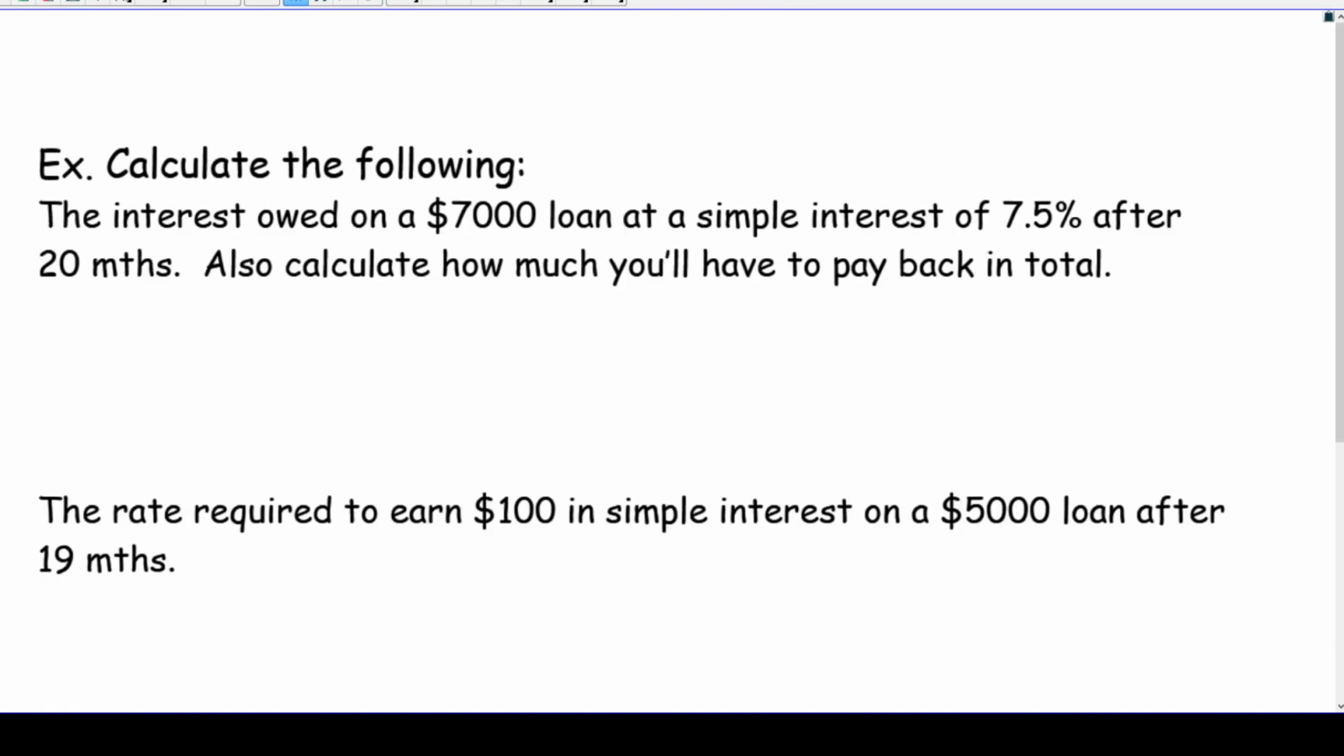So let's take a look at some examples here. The interest owed on a $7,000 loan at a simple interest of 7.5% after 20 months. So calculate the following is what it's asking. So it's asking to calculate the interest. So that's just I.